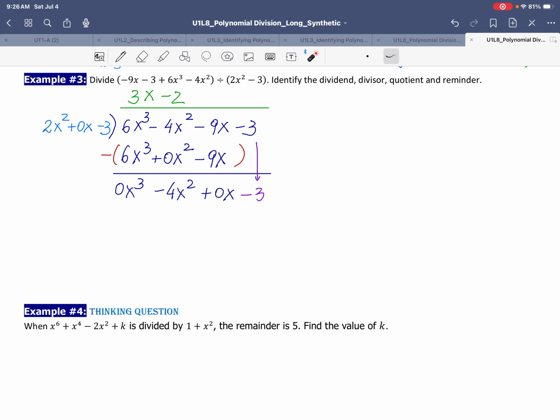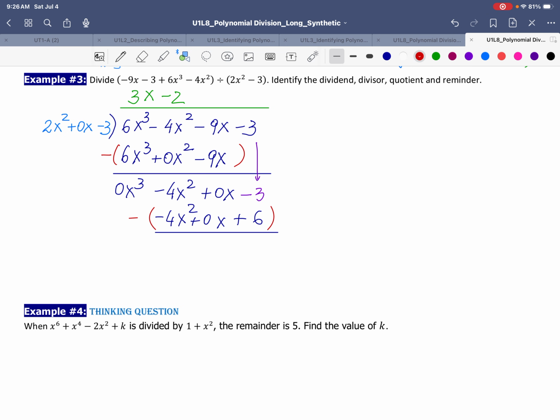And now we'll multiply negative 2 by every term in the divisor. So negative 2 times 2x squared equals negative 4x squared. Negative 2 times 0x is 0x. And negative 2 times negative 3 is positive 6. Now, in case you're wondering, do I write plus 0x or minus 0x? Think about it. Would that really matter? Right? So either or is fine. I like to keep things positive in general, wherever possible.